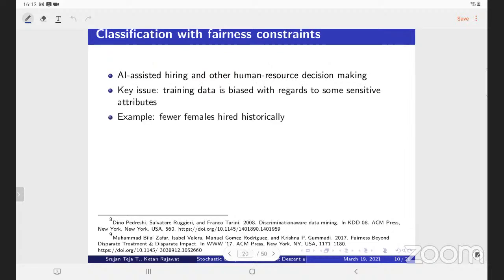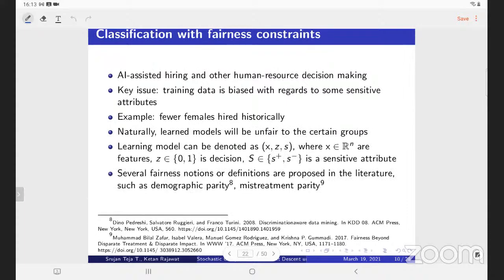However, the challenging issue is the training data is biased with respect to some sensitive attributes such as race, gender, and so on. For example, if you see the history, fewer females were hired in any company. But obviously the classifier should not exploit that historical tendency, and should give a decision fair to both females and males. So that is the goal. So yeah, we cannot proceed with current models.